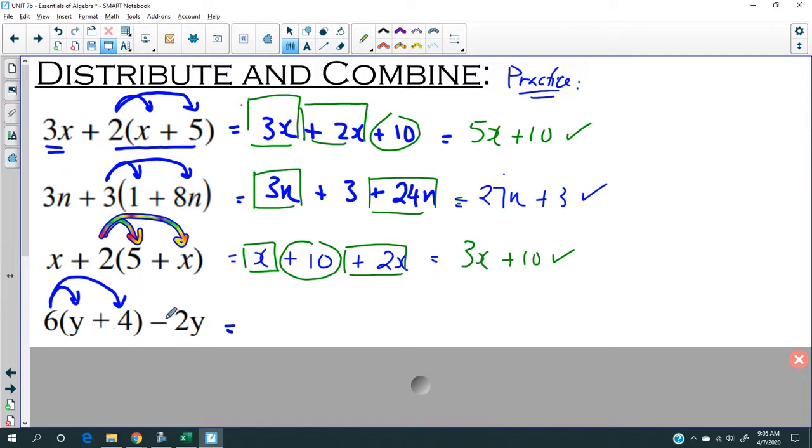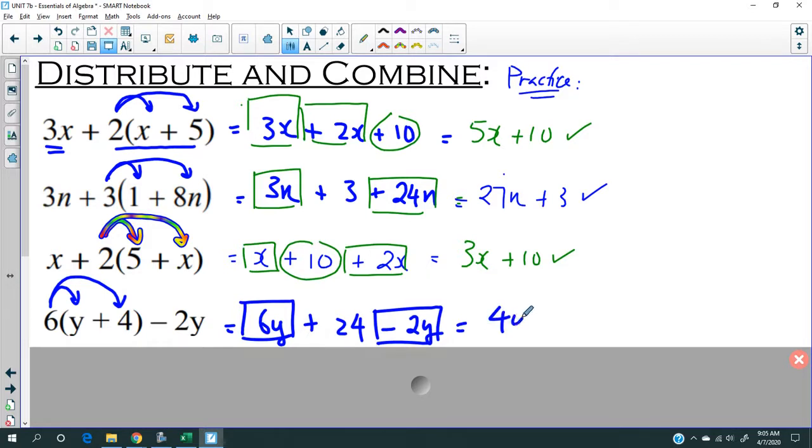So 6 times y is 6y, plus 6 times 4 is 24, minus 2y. So distribute, combine. 6y minus 2y, that's 4y, plus 24. And that's how it's done.